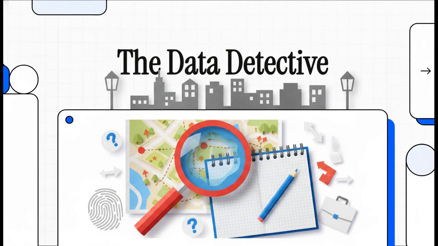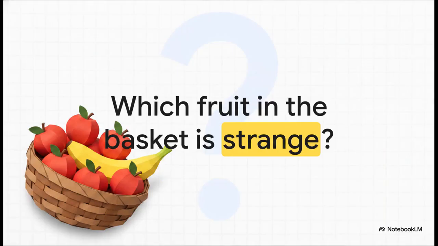Our very first case. All right, I want you to picture something in your mind right now. Imagine a basket sitting right in front of you. And inside this basket, there are 10 red, round, super juicy apples. But right in the middle of all those apples, there's one long yellow banana.